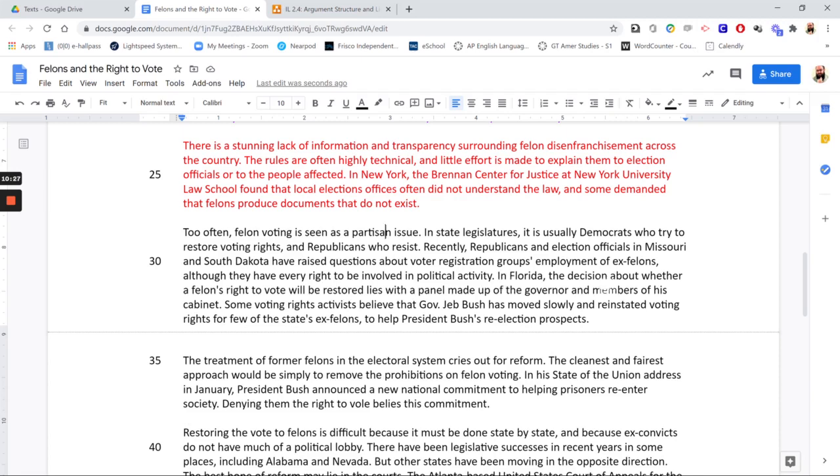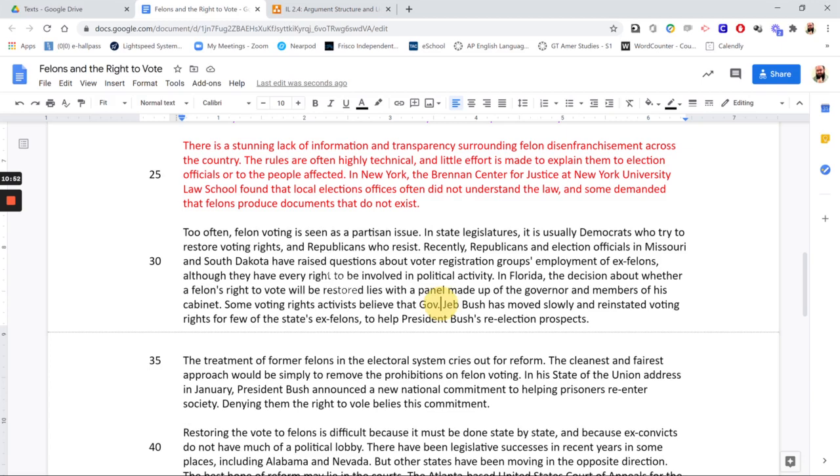Anyway, in Florida, the decision about whether a felon's right to vote will be restored lies with a panel made up of the governor and members of his cabinet. Some voting rights activists believe that Governor Jeb Bush has moved slowly and reinstated voting rights for few of the state's ex-felons, to help President Bush's re-election prospects.